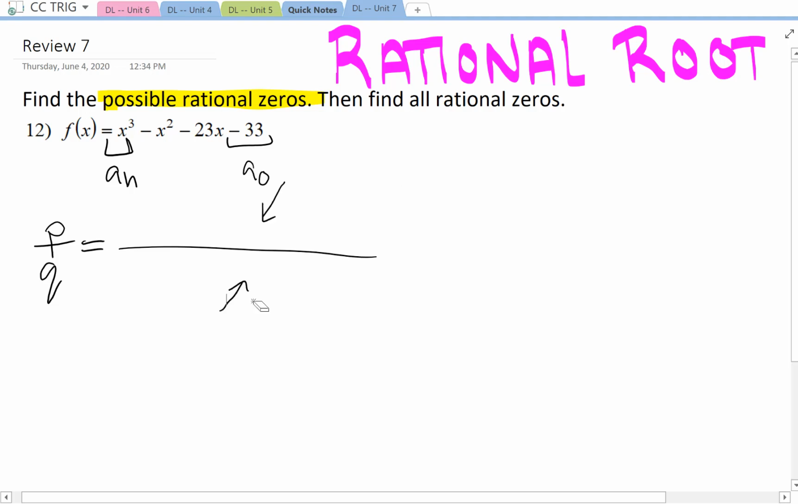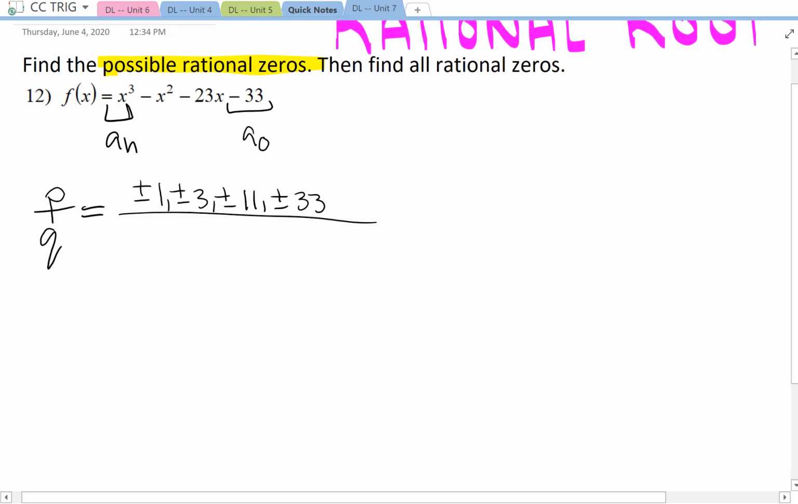a sub n. So what are the factors of negative 33? That's plus or minus 1, plus or minus 3, plus or minus 11, and plus or minus 33. We always include plus or minus to take care of all possible signs. And this is a 1. What are the factors of 1? That's just plus or minus 1.